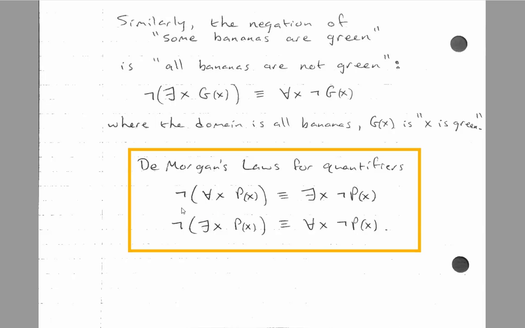And so I hope it makes sense that if it's not the case that we have p of x for all x, well, that's the same as saying there exists, there must be some counterexample, there's some x where p of x is not true. And if it's not the case that there exists some x so that p of x, well, then it must always be the case that not p of x is true. Otherwise you'd have some example here.